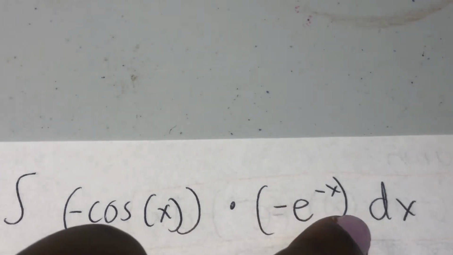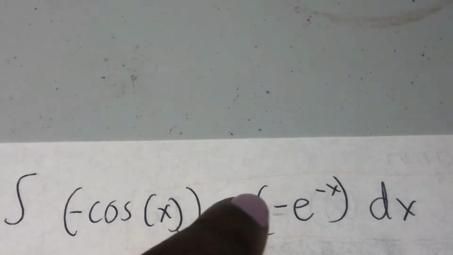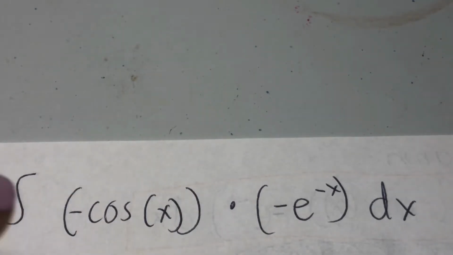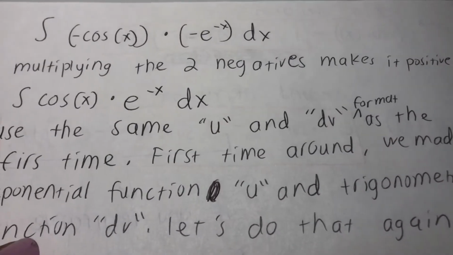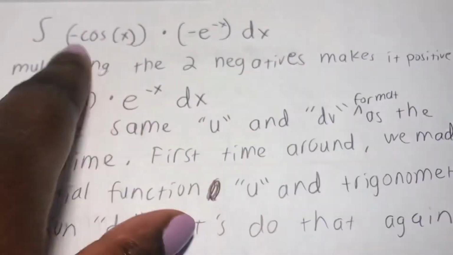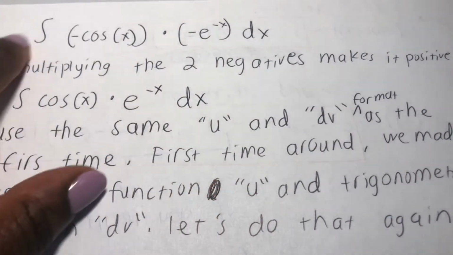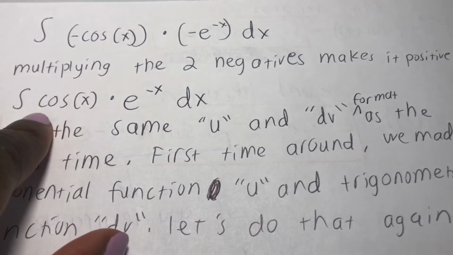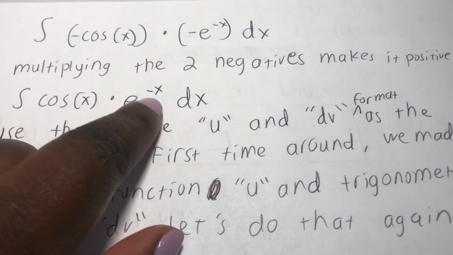That was what happened to be the integral of v du. So we have to do a second iteration. Multiplying the two negatives makes it positive, so I took this negative and this negative and made the whole thing positive, just to not have to deal with the negatives. So we have cosine x times e to the negative x dx.